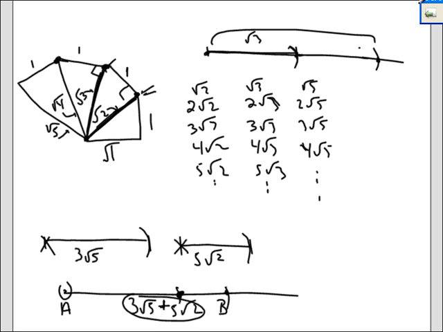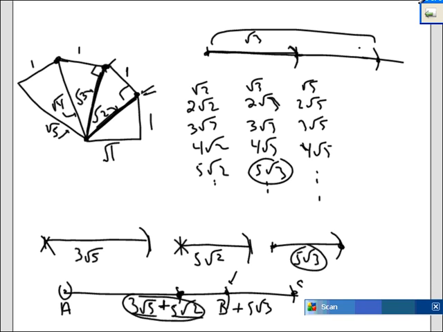And of course, I can now add on 5 square root of 3's. Because I have that length, it's that long, compass needle here, pencil crosses there. Compass needle at B, cross here. From B to C, 5 square root of 3's. Now from A to C will be 3 square root of 5's plus 5 square root of 2's plus 5 square root of 3.